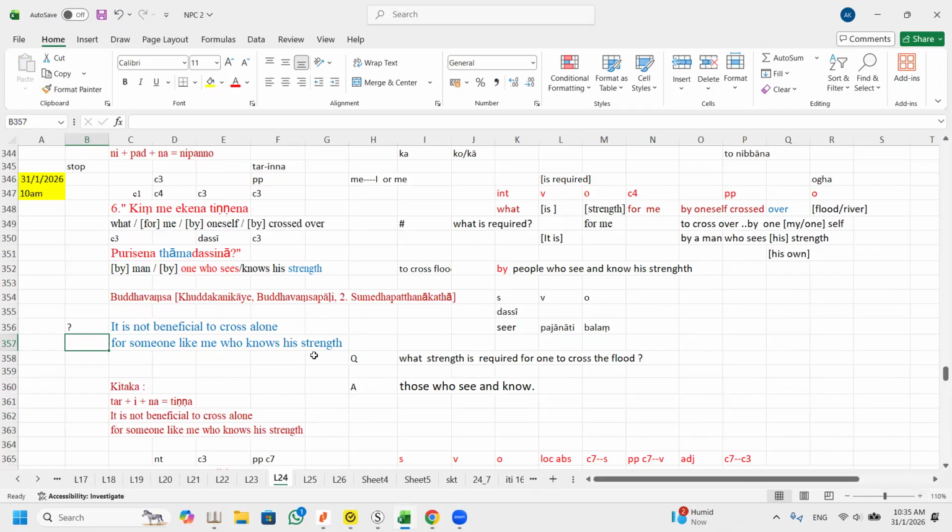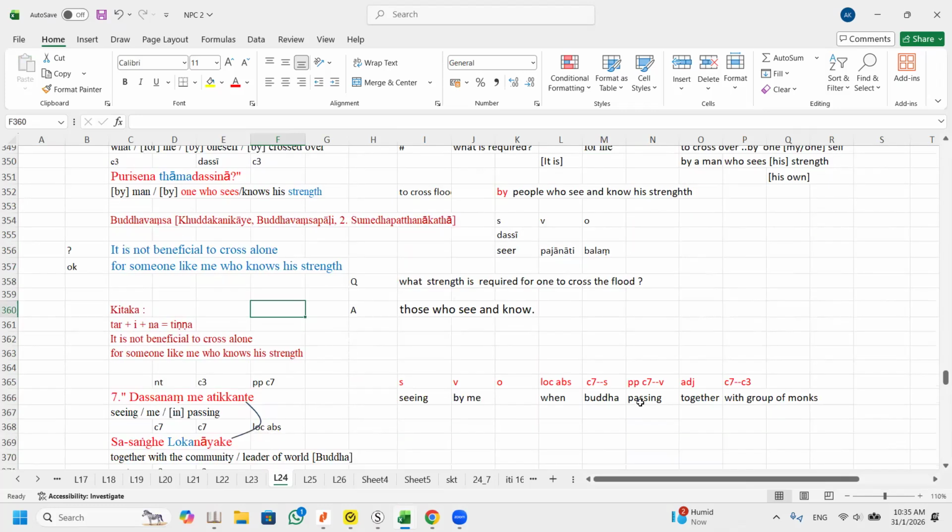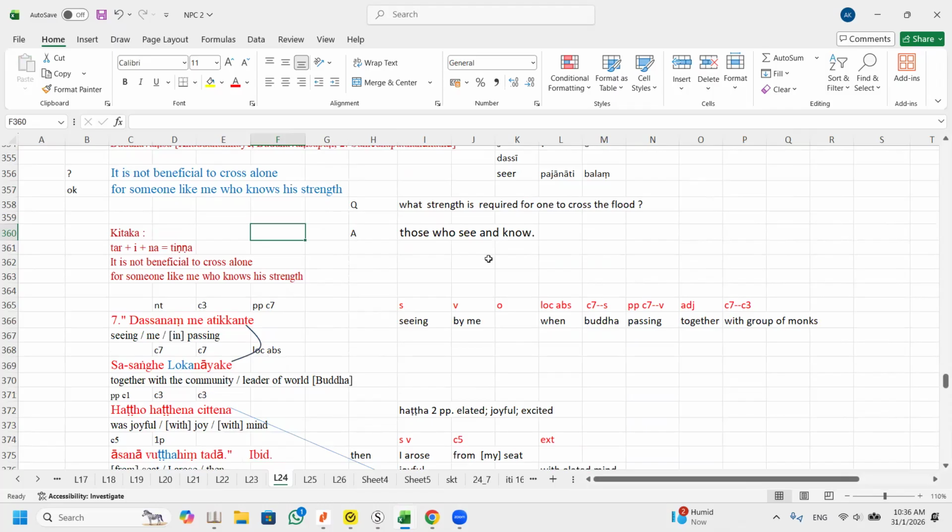For someone like me who knows the strength, perhaps this second line may be okay. The second line is okay, but the first line is a question. For the second line, the word purisasena, I put in the plural. You can put it in the singular. All right. Can I move on, or do you have any questions to ask? Okay. All right, so I move to the next slide.